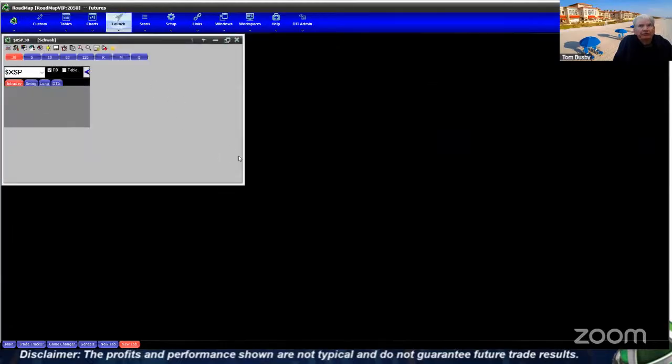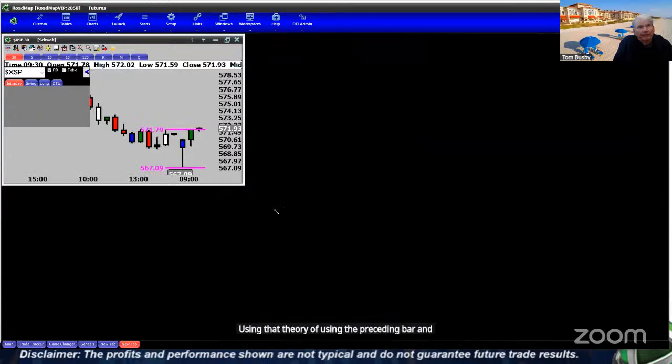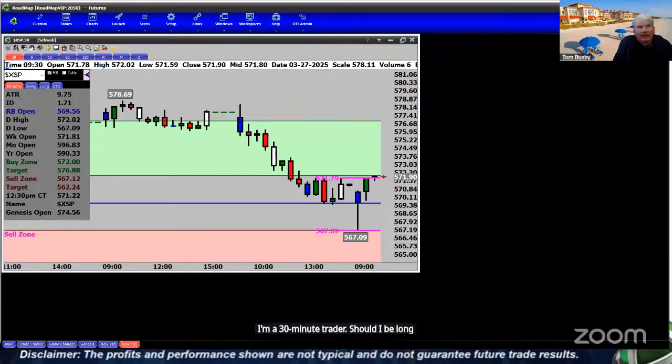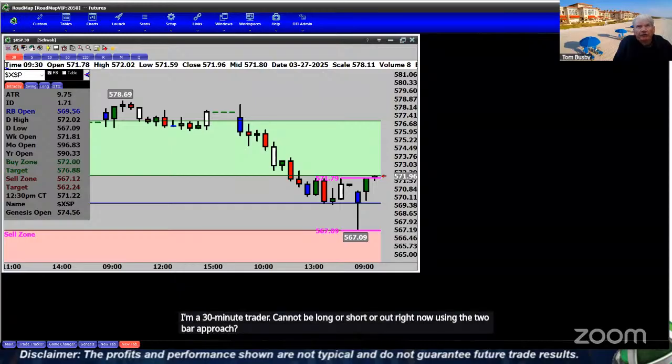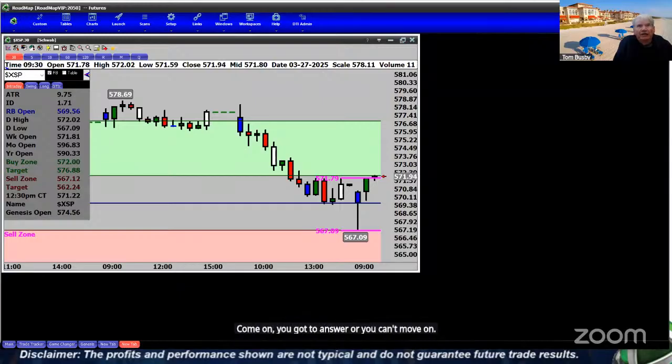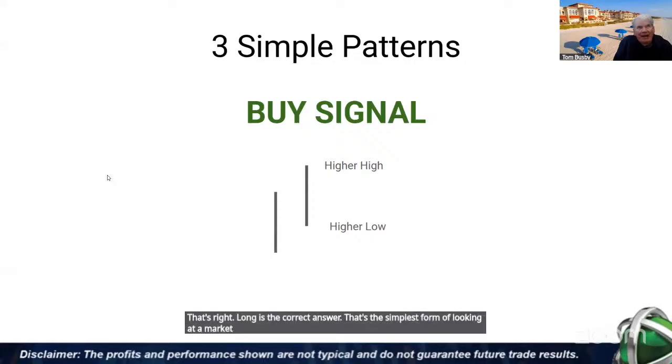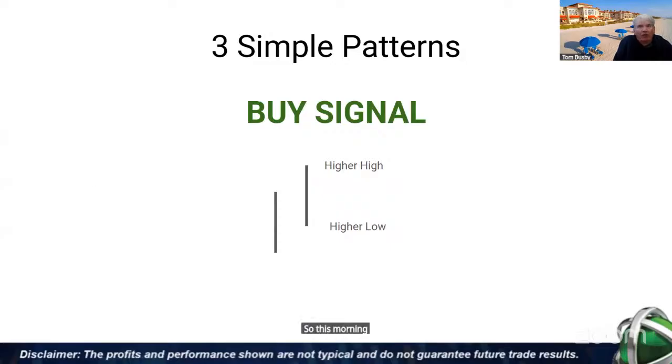Using that theory of using the preceding bar and the current bar, I'm a 30-minute trader. Should I be long or short or out right now using the two-bar approach? Come on, you got to answer or you can't move on. That's right. Long is the correct answer. That's the simplest form of looking at a market. And that's what a buy signal looks like. Everybody agree? So this morning you ought to be long, regardless of what the market's done on those two bars, preceding bar and this one on a 30-minute bar, you should be long.